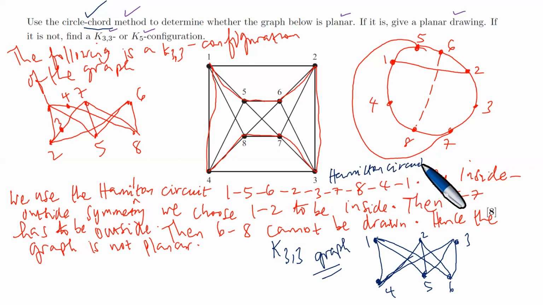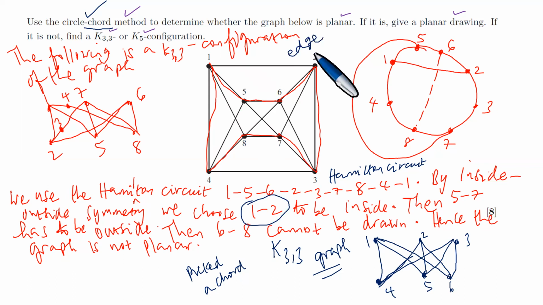After we chose this Hamilton circuit, then we picked a chord. What is a chord here, actually? Given this graph, what would qualify as a chord and what would not? That's what I want to drive at here. So we pick our first chord to draw. And our first chord was, for instance, we chose 1, 2. We chose 1, 2 to draw because 1, 2 is an edge in our graph.